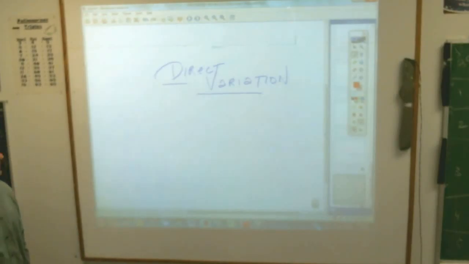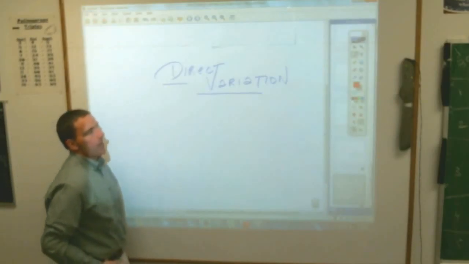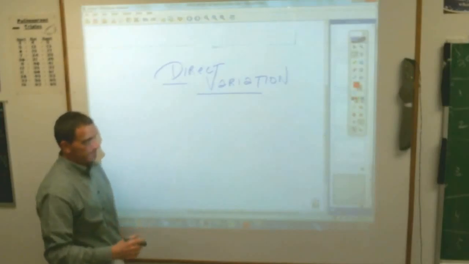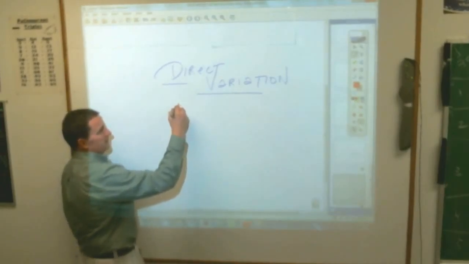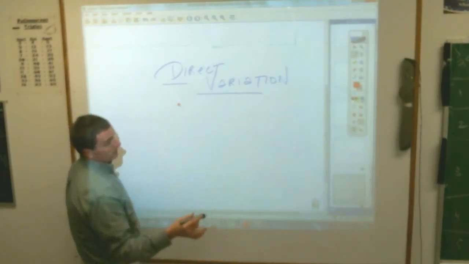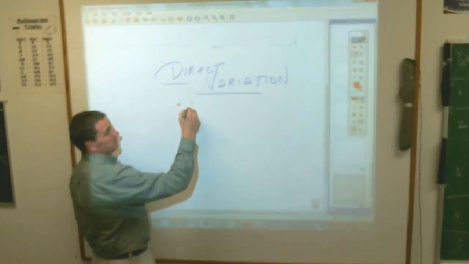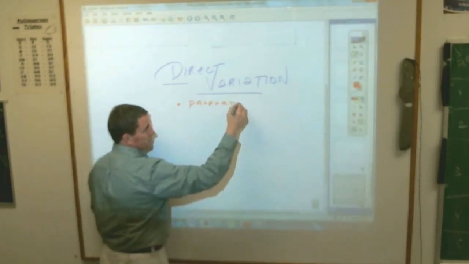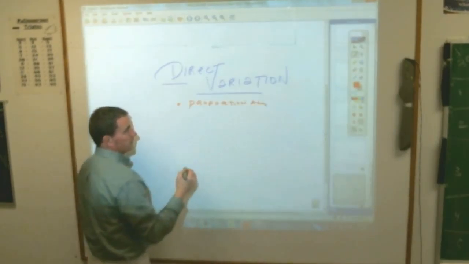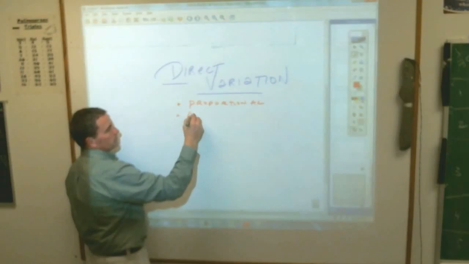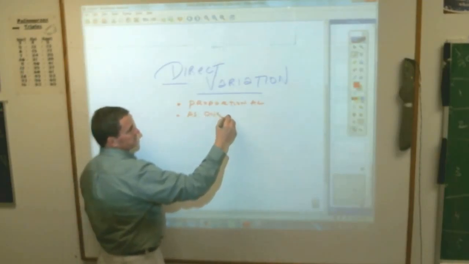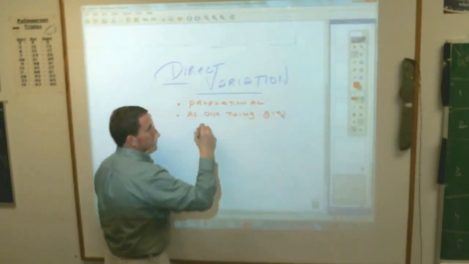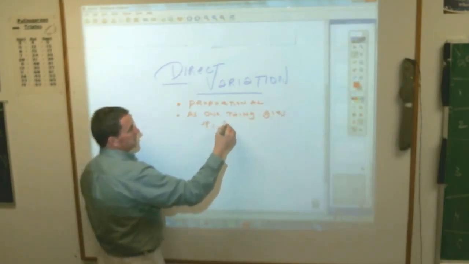Basically, children, direct variation is pretty much as it sounds. When things directly vary, the way to think about it is like this. First of all, it's really, for all intents and purposes, the same thing as being proportional. Or as one thing goes up, so does the other.